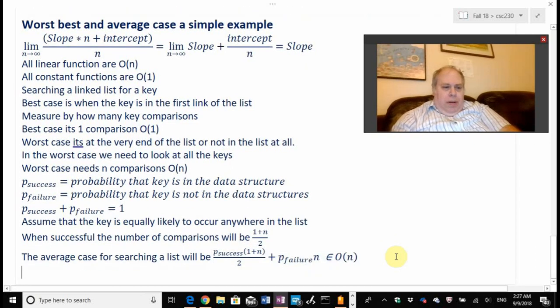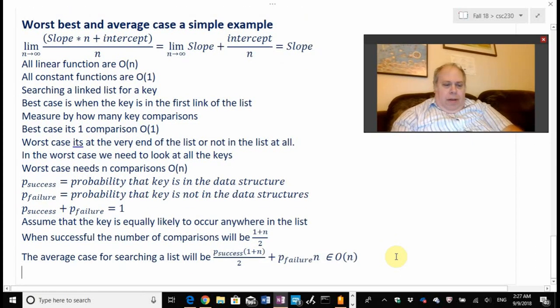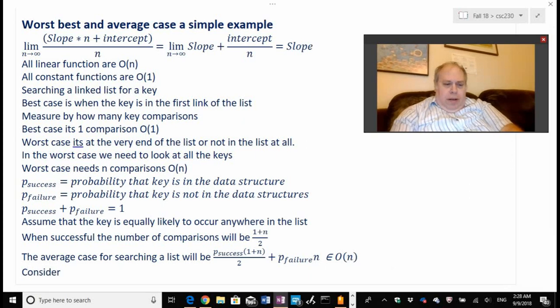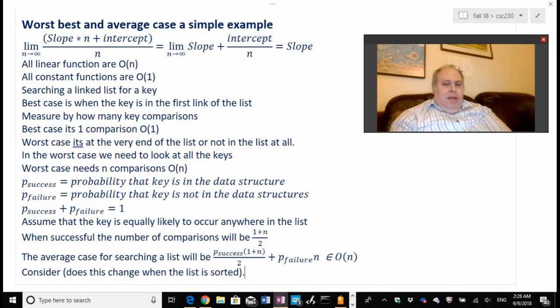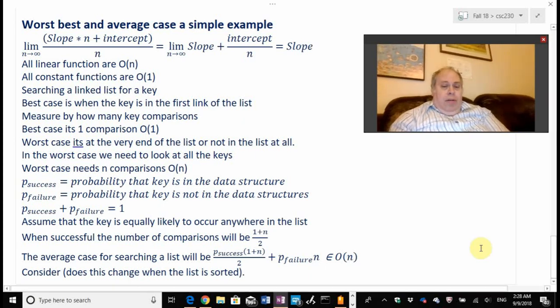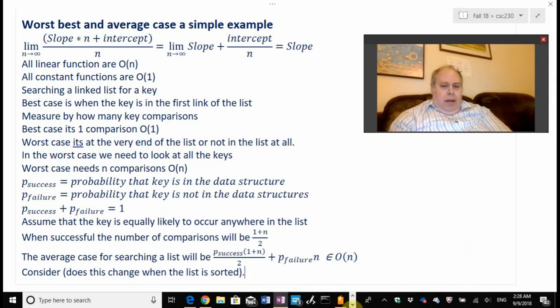So, what I want you to consider, does this change when the list is sorted? Now this is going to relate directly to the projects. We're going to do projects 1 and projects 2. And soon I'm going to assign you to that project with a due date. So, that's, I think, enough for you to think about right now.